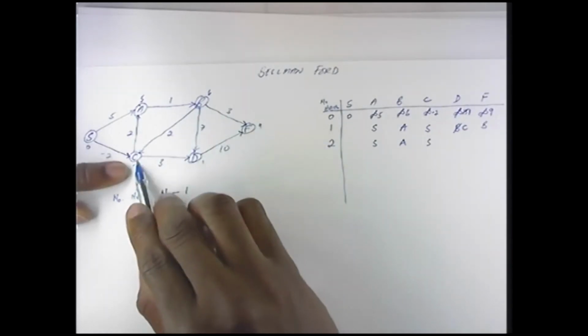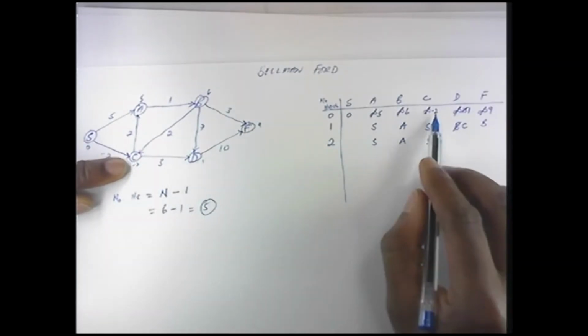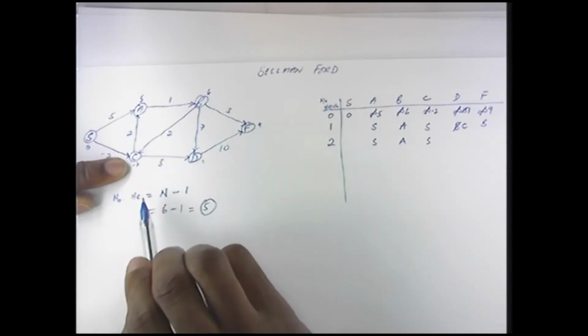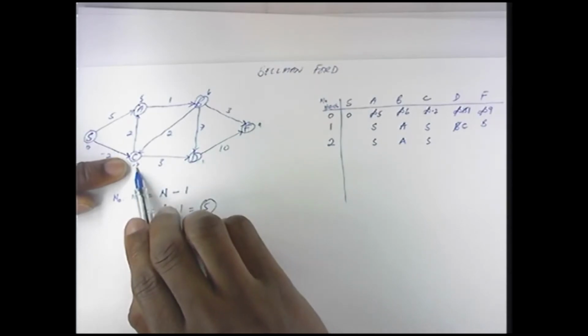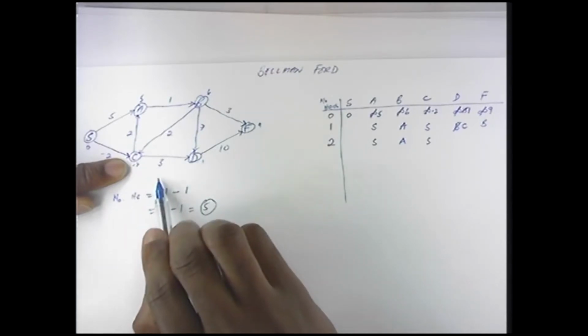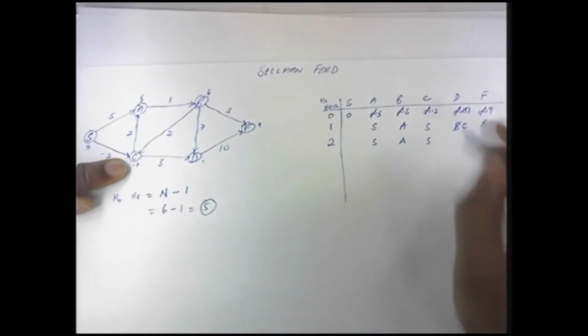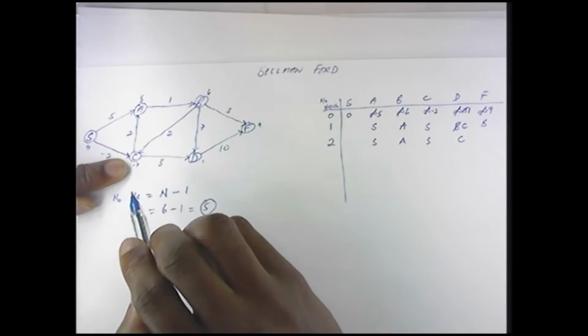Now let's go to C. Now C, the cost at C is negative 2. The cost of the link is 3. So 3 plus negative 2, we are getting a 1. So updating D, D is already having 1, so it doesn't change. That's coming from C. Now C has a cost to A.